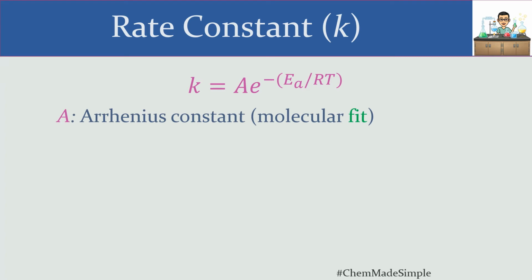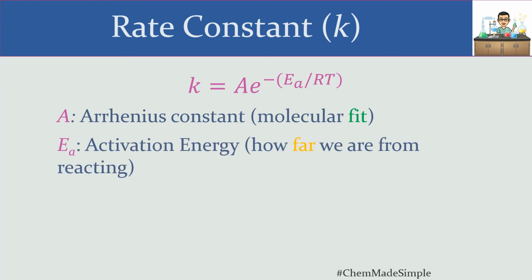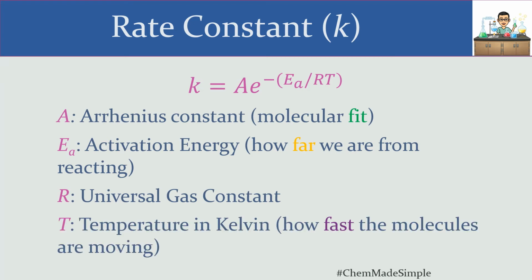A is the Arrhenius constant, and the Arrhenius constant represents molecular fit. The bigger that number is, the larger the value of k is going to be. Activation energy, or Ea, represents how far we are from reacting. R is the universal gas constant, and temperature is the fast term. So again, fit, far, and fast. Those are the three F's that help determine how readily and how quickly we can make a reaction happen, and they all factor into the value of k.